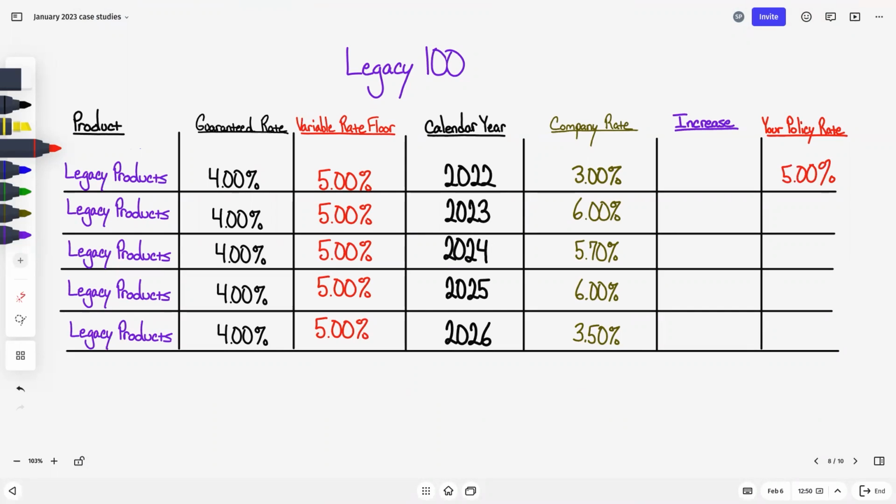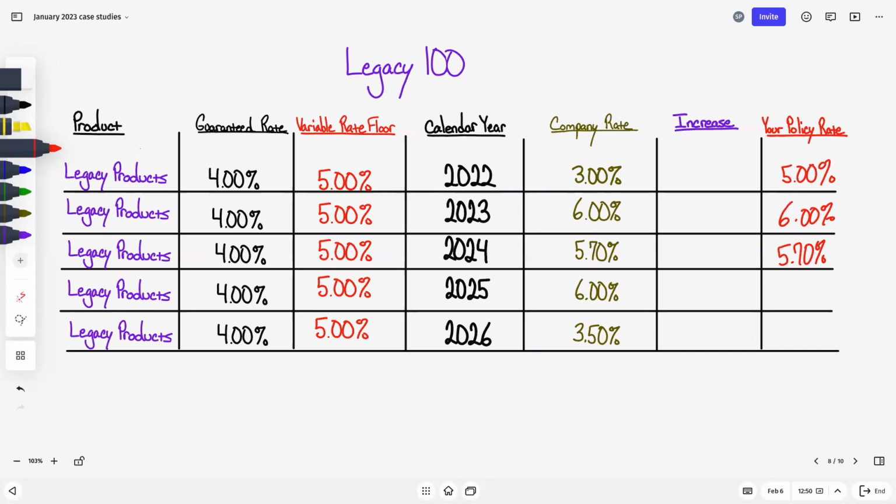What if it went up to 6%? Would we experience the increase? Yes, we would then be at 6%. What if the next year it went down to 5.7%? Would we go down? Yes, just like the last examples. Most likely. I say most likely because MassMutual can enforce that 50 basis point decrease. However, we've seen them always not enforce that.